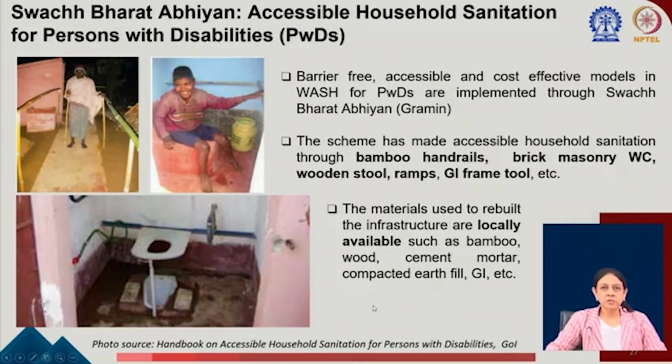Under SBM or Swachh Bharat, this is accessible household sanitation. As you can see, the handrail is made of bamboo, in an Indian toilet which has been made accessible. Please relate this to UDIP, Universal Design India Principles, the 5S. So the economy part of it, Sasta: it is possible to have optimum, adequate or appropriate technology for solving problems.